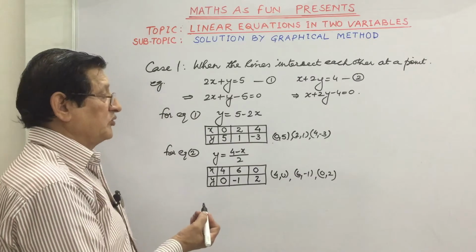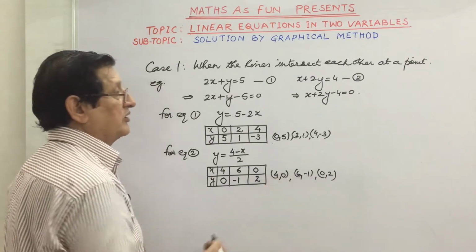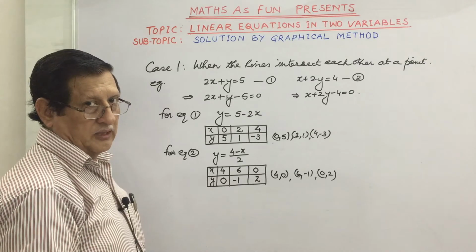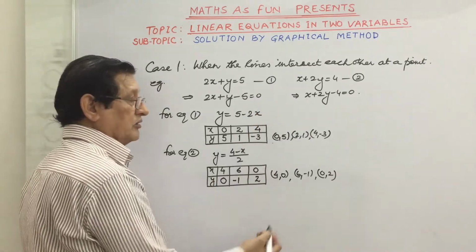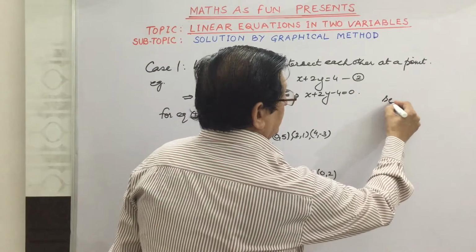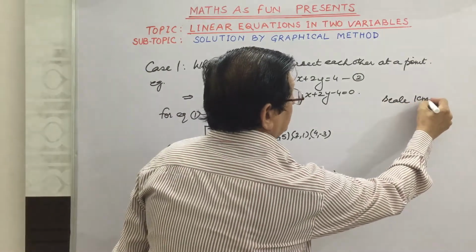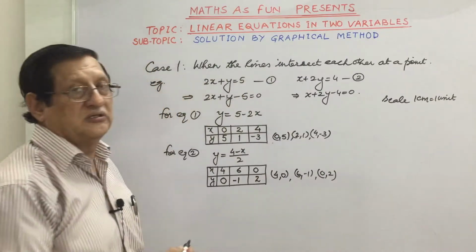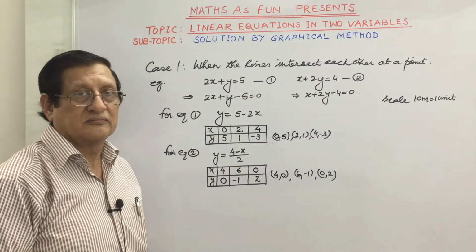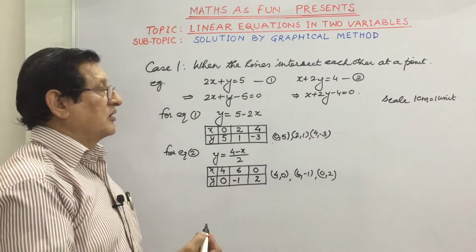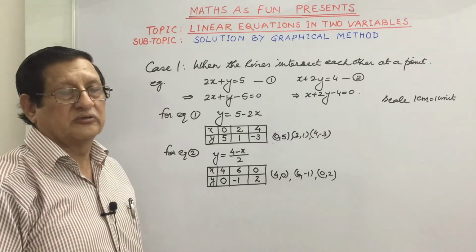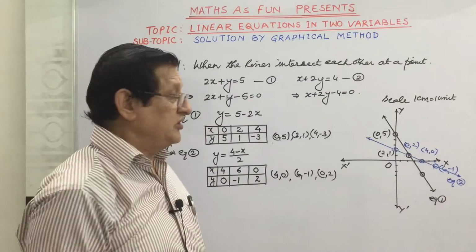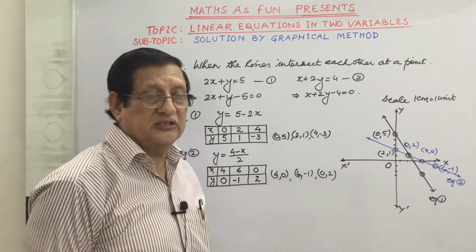We have to remember one more thing. To draw a graph, we have to take a particular scale. And that scale, in all the cases today, we will be taking as 1 centimeter equal to 1 unit, because we are using the centimeter graph nowadays. So let's draw the graph for these two particular equations. See here, these are the lines which are intersecting each other.